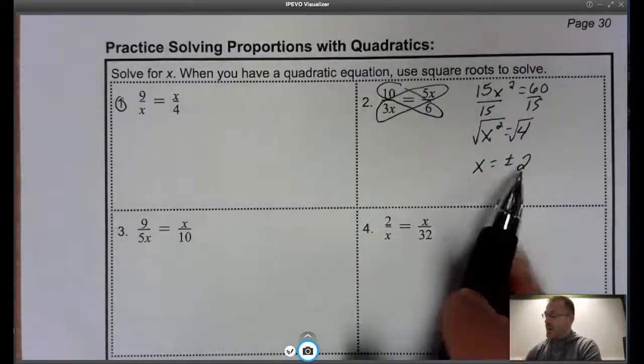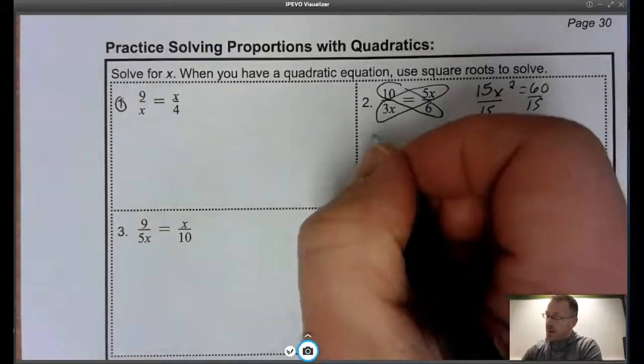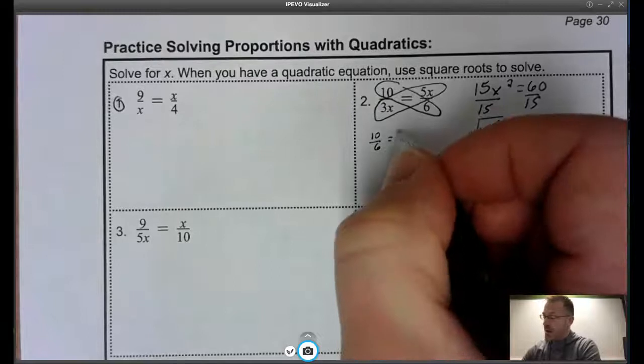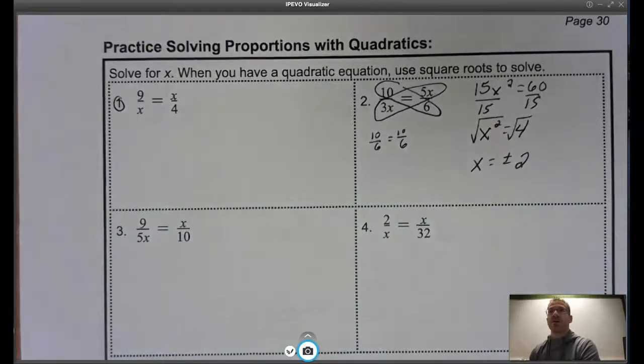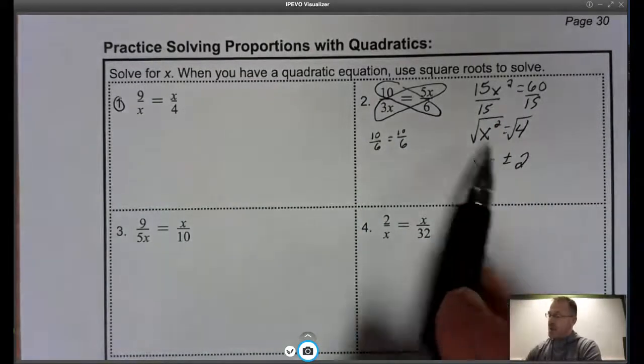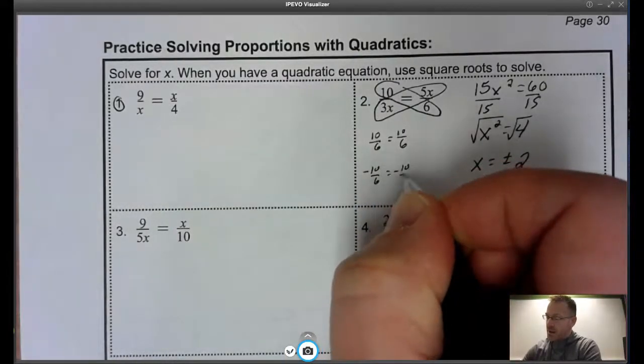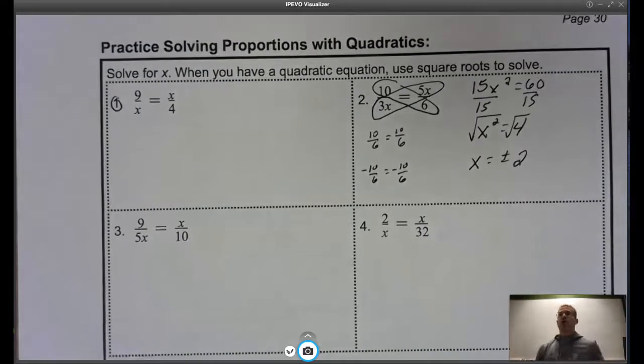Now notice if I go back and plug 2 in here, I get 10 over 6, and if I plug it in here, I get 10 over 6, so that one works. If I plug negative 2 in, I get negative 10 over 6 equals negative 10 over 6. So both solutions work. It's okay to have a negative number equal to a negative number. I know sometimes that seems a little weird to students, but it's okay for it to have a negative ratio. So there's the first one, solving by square roots.